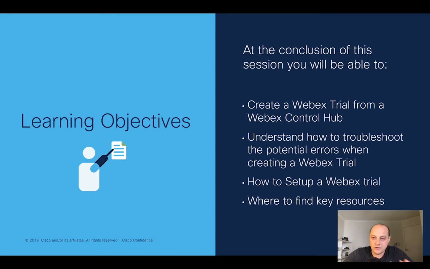Okay, so what did we see? So we showed how we could create a trial from the Control Hub, and I took you step by step through each field that you need to complete, and I pointed out some of the common issues that we experience and some of the questions that were typically asked. So we talked about how to troubleshoot those, things such as clashing emails and so on. And then finally, I showed you where you could go to find key resources as to the next steps in configuration.